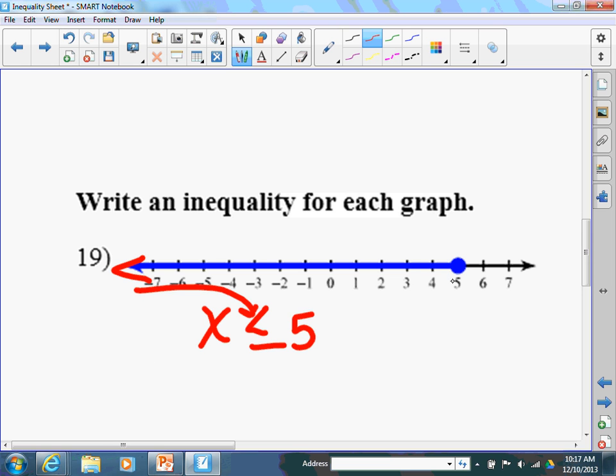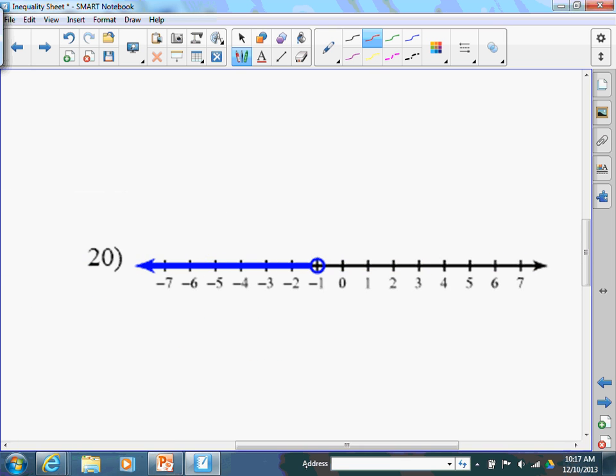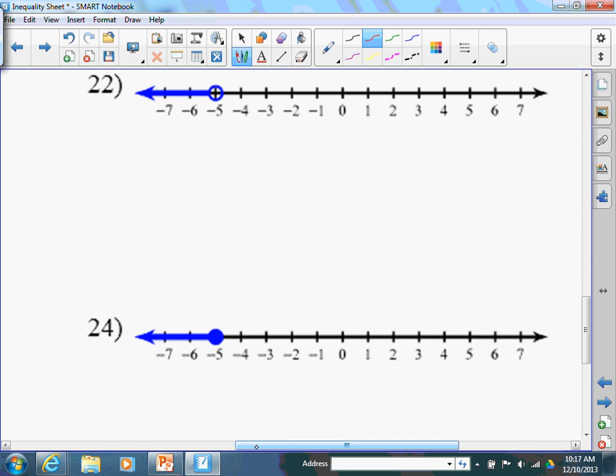Okay? It's closed, so you gotta have the mustache, like Coach Patrick's. Ginger stash. Okay? Then it's on the number 5. Are we good there? Yes. Number 20. X less than negative 1. No mustache that time. Boo. All right, 21.